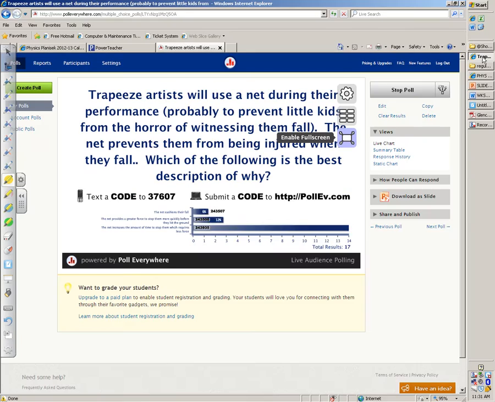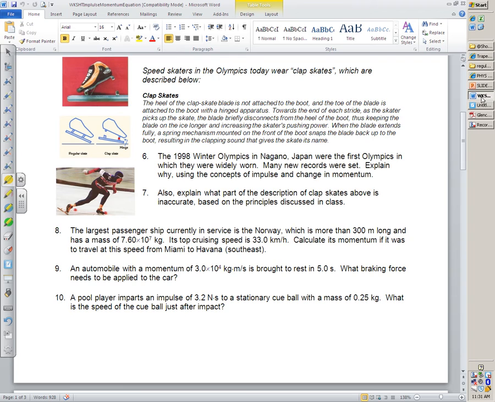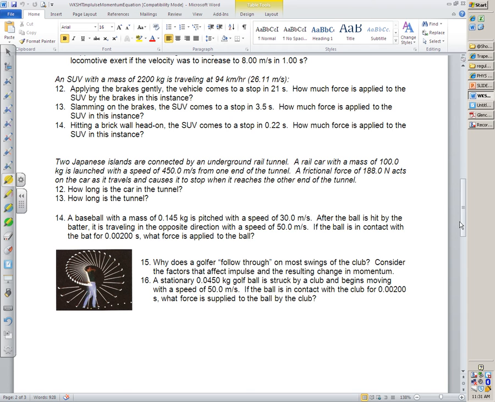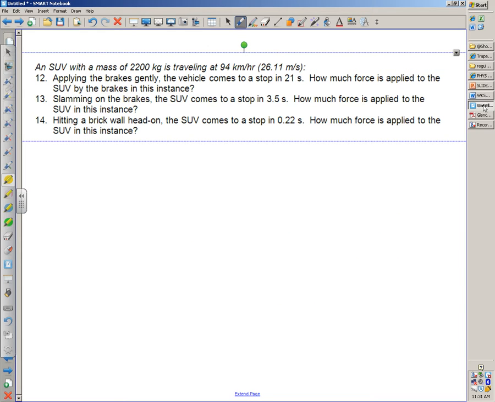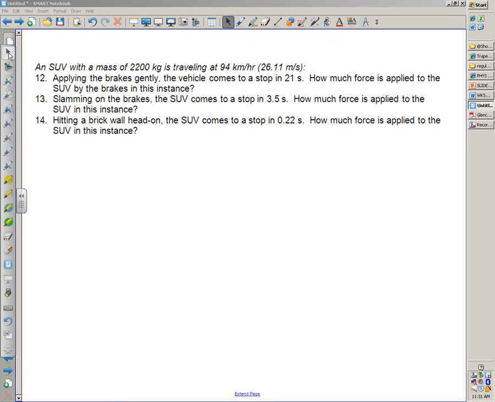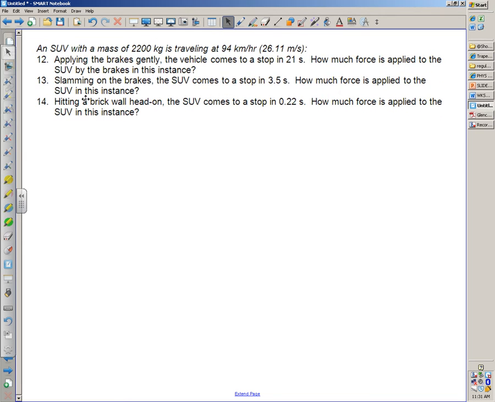If you go back to the back side of the paper that I gave you today, questions 12 through 14 deal with that concept mathematically. It says an SUV with a mass of 2,200 kilograms is traveling at 94 kilometers per hour, which converted is 26.11 meters per second. Question number 12 says, applying the brakes gently, the vehicle comes to a stop in 21 seconds. How much force is applied to the SUV by the brakes in this instance?